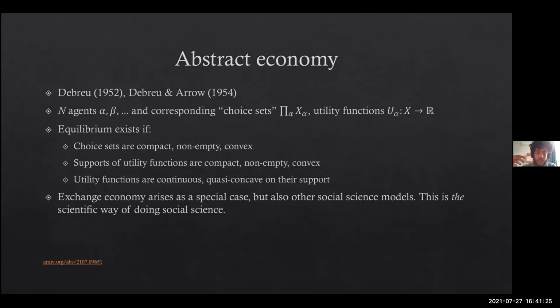If you make certain assumptions about the choice sets and utility functions, you can prove that an equilibrium exists. A particular result of importance, which was proved by Debreu and Arrow, is that an exchange economy, which is the standard model used in microeconomics, arises as a special case of an abstract economy. Basically, you have an abstract economy with a special agent called a market maker who sets prices, and other agents take the price and so on. But more importantly, other social science models can also arise as a special case of an abstract economy. This is the fundamental way of looking at social science as a game.